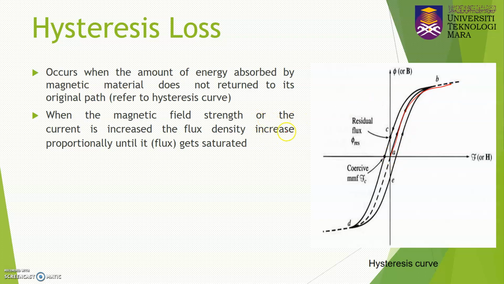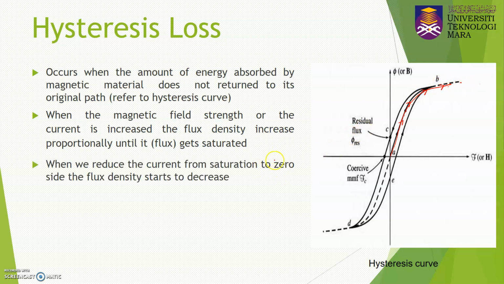What will happen when you increase the current? It will increase the magnetic field strength, which is your H. An increment in H will cause an increment in B as well. So you increase your current, and then H will be increased, B will be increased until it reaches the saturation point. This is what happens when you apply the current from 0 until saturated. And then after that, we try to reduce the current from saturation to 0. So what will happen now?